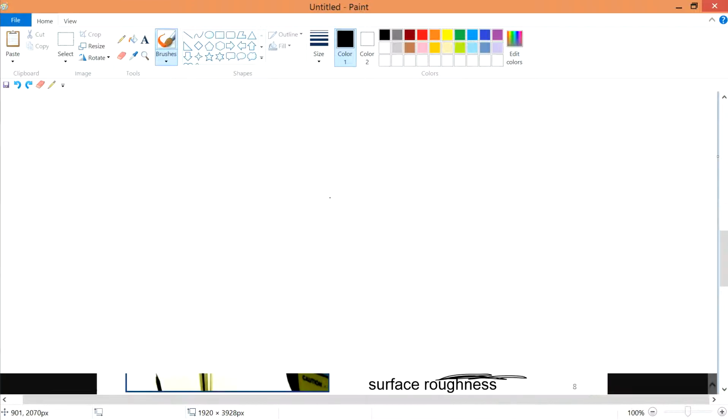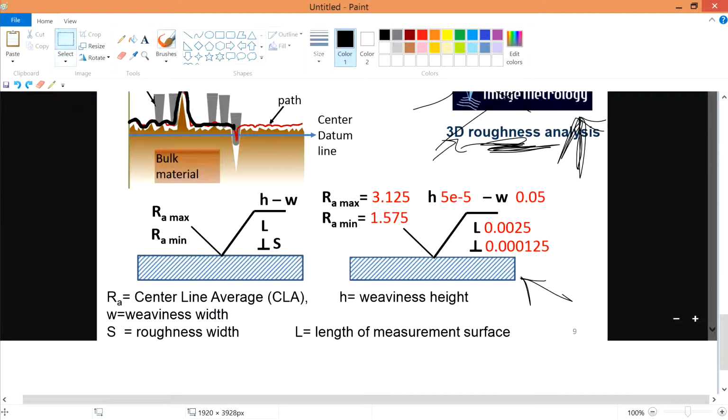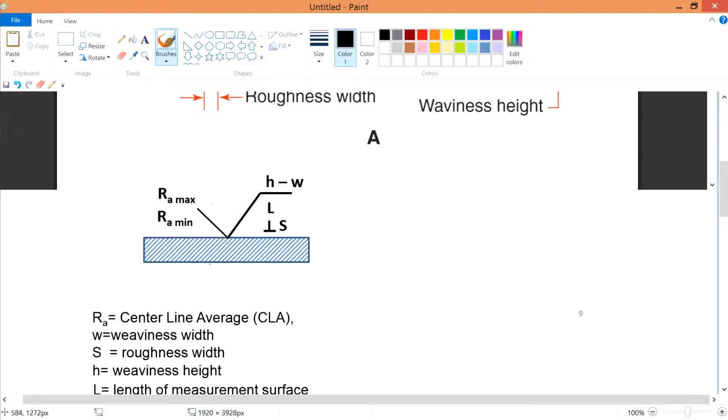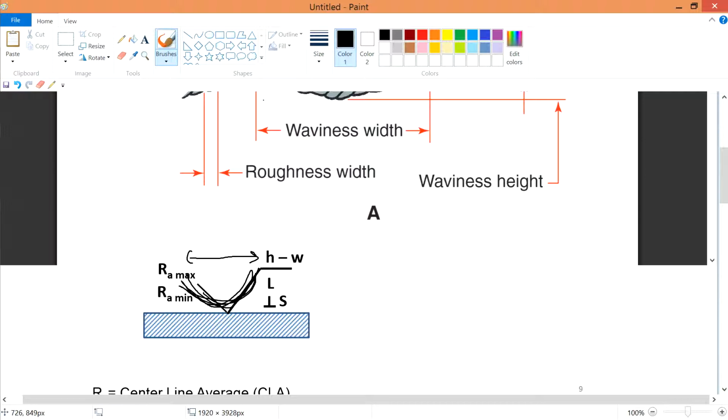Coming back here, if I take this picture, I think this is the side view. This is definitely the side view. But the definitions: the height minus the width. Let's say this is the wavelength. I believe this is the wavelength, the waviness width. So this is the waviness width.